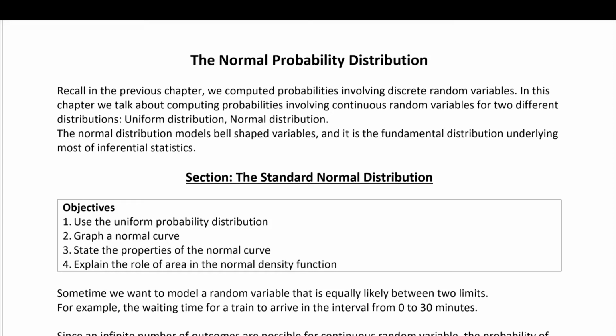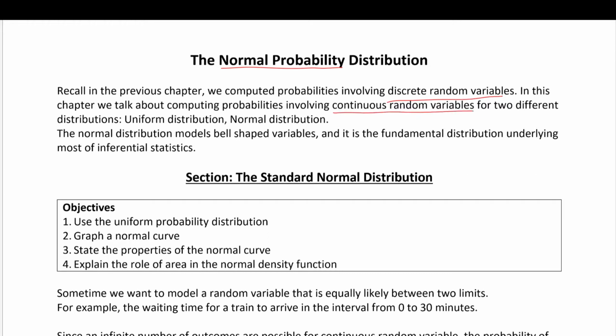Okay, welcome back. In this chapter, we're going to talk about continuous probability distributions. In particular, we're really interested in the normal probability distribution. Now, in the previous chapters, we talked about discrete random variables. This time, we're going to be talking about continuous random variables.